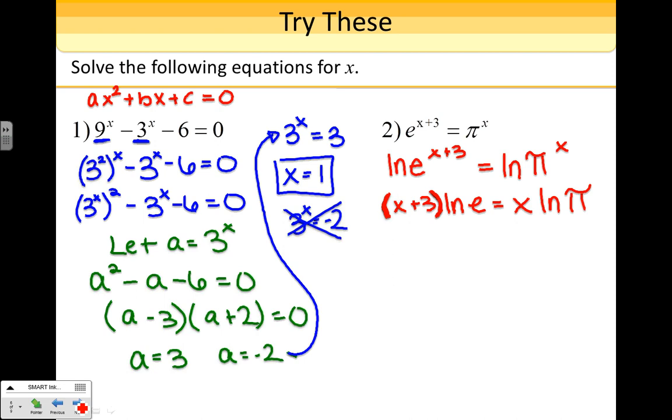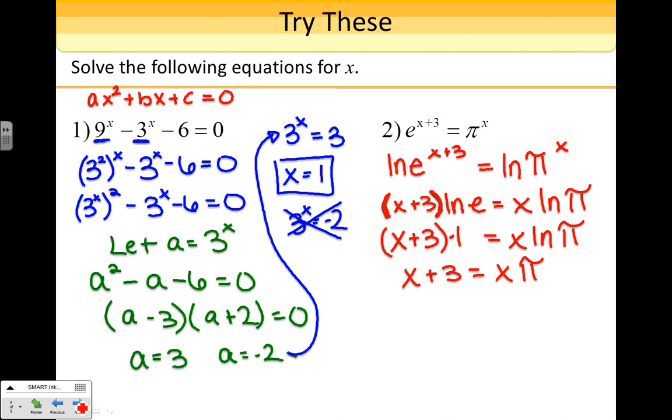Quick question, what is the natural log of e? Well, remember, the natural log means you have a base of e. So what exponent would I need to raise a base of e to get a result of e? That would be 1. So the natural log of e can be changed into 1. So now I just have x plus 3 equals x times the natural log of pi.